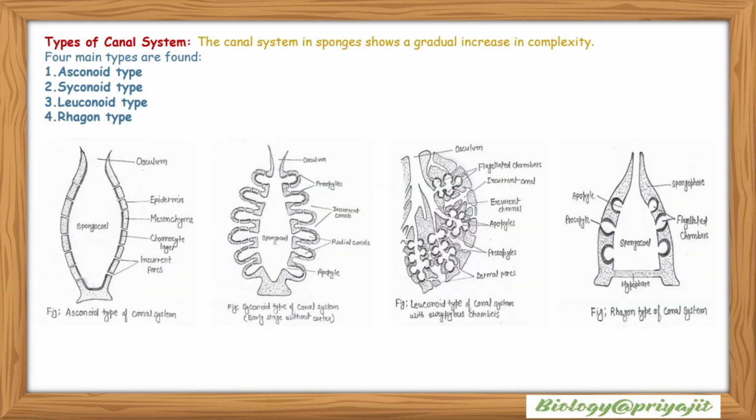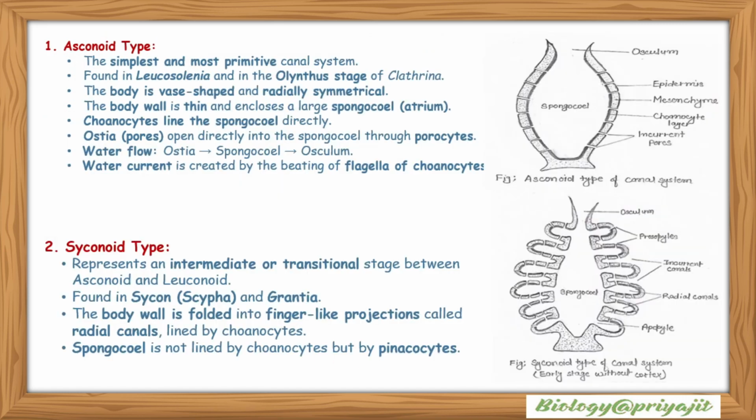Types of canal system. The canal system in sponge shows a gradual increase in complexity. There are basically four main types of canal system: Asconoid type, Syconoid type, Leuconoid type and Rhagon type. Here the Asconoid type is the simplest type of canal system, and Leuconoid type is the most complex type, and Syconoid type acts as a bridge between the Asconoid and Leuconoid types, and Rhagon is a canal system found in some larval sponges.